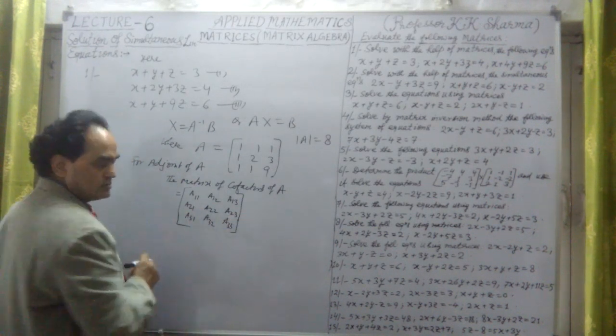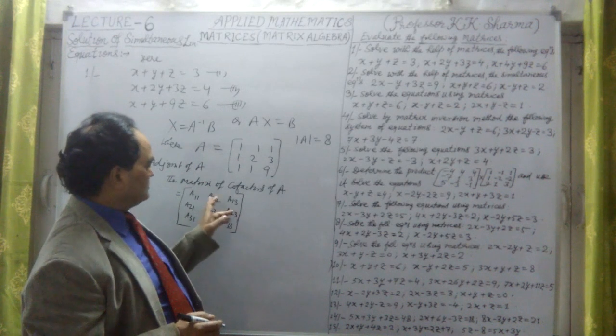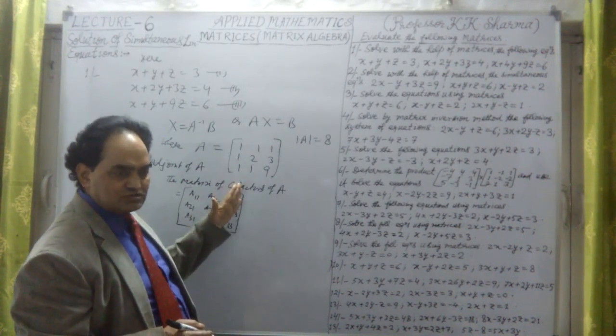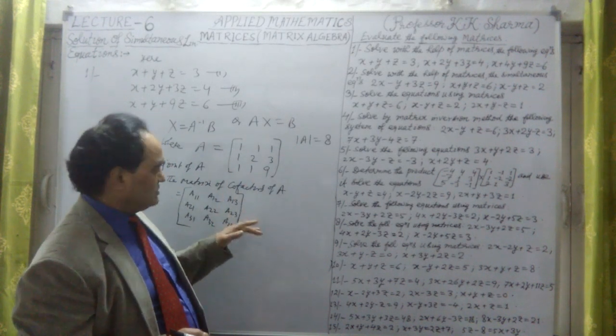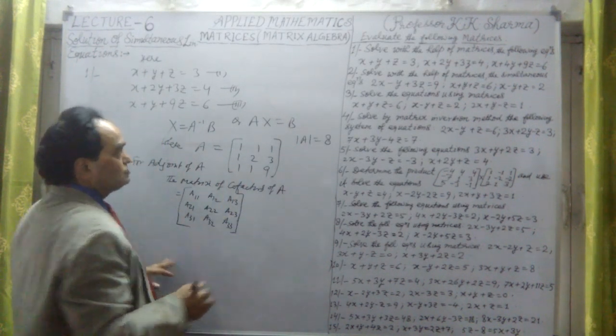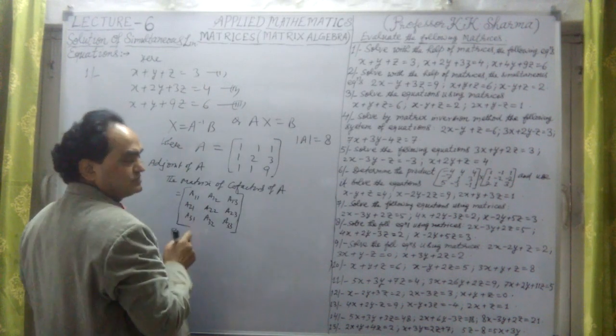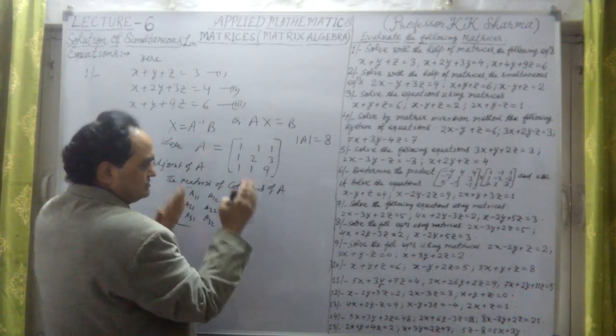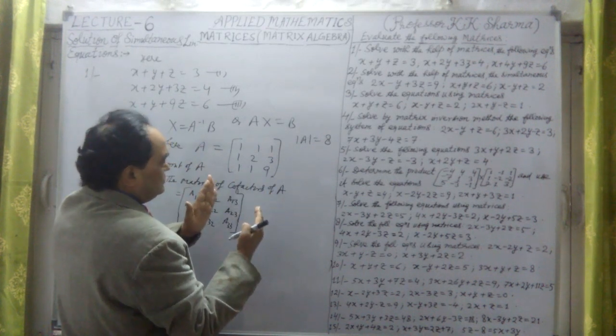Okay, this is there. Now let me find out what A11, A12, etc. are, the cofactors. After that, I'll transpose this and the adjoint is obtained. That adjoint into this 3, 4, 6, the solution of that divided by 8, will give us the right hand side. Okay, that kind of situation.